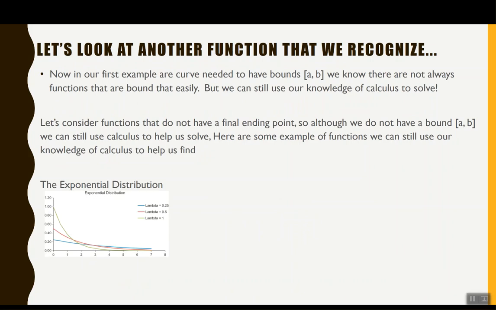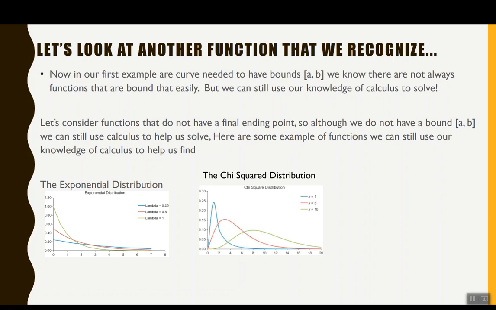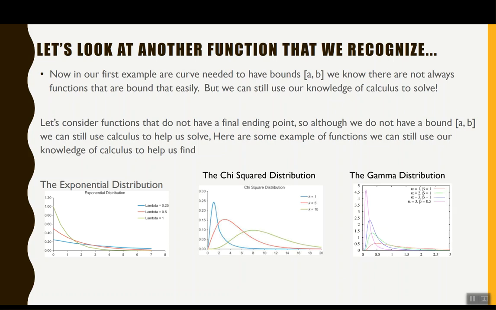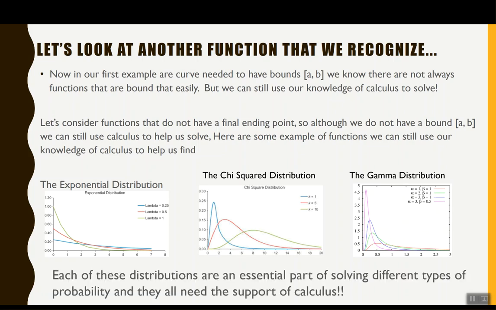So if you think of something like the exponential distribution, that is not bound from A to B, but we could still use our knowledge of calculus to help us solve this probability. The chi-squared distribution and the gamma distribution. All of these are types of probability that we could use calculus to help us solve.